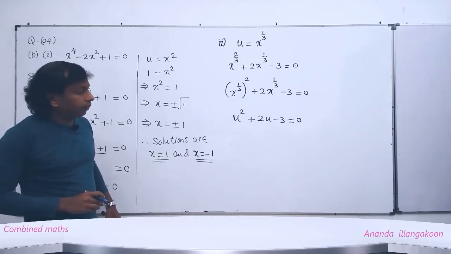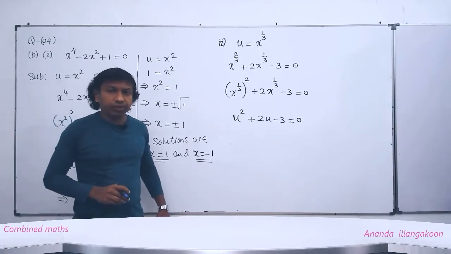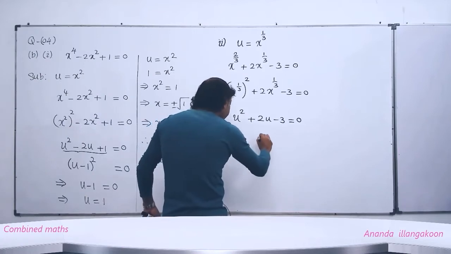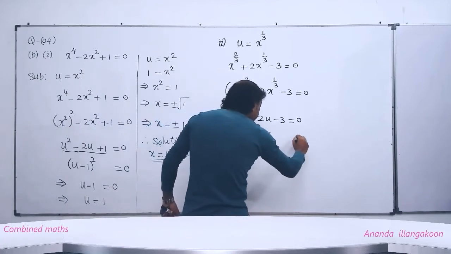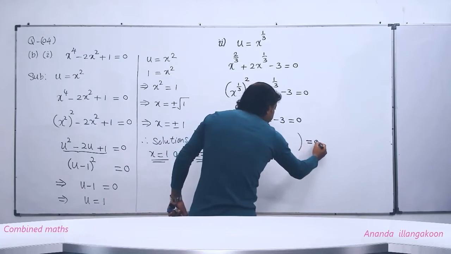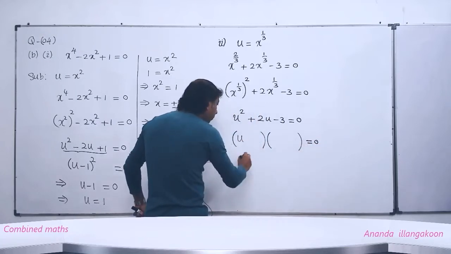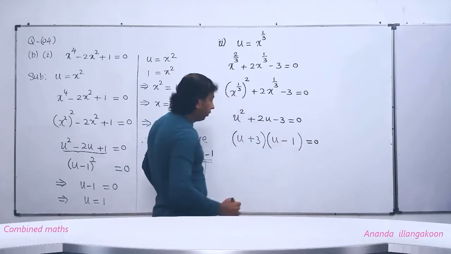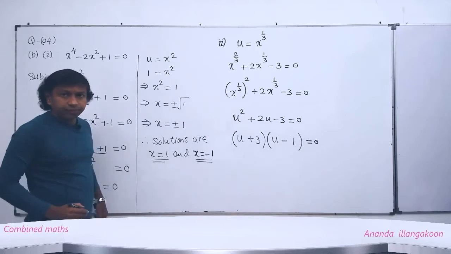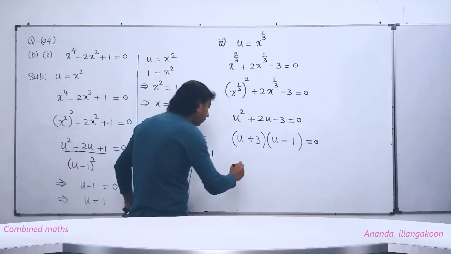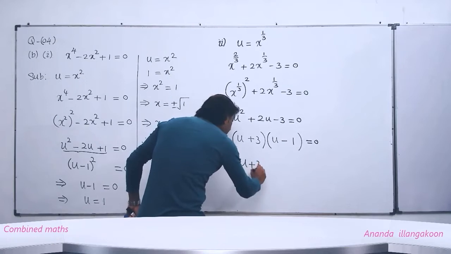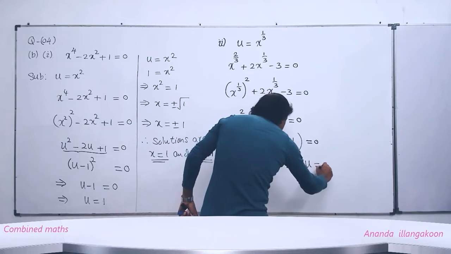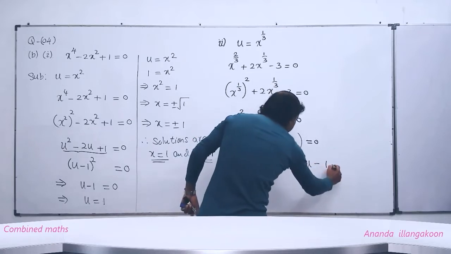Okay. Now you can factorize this. We'll find two answers for u. People, what are the factors of this? We can write it as (u + 3)(u - 1). Then we get, people, u + 3 = 0 or u - 1 = 0, so u = 1.